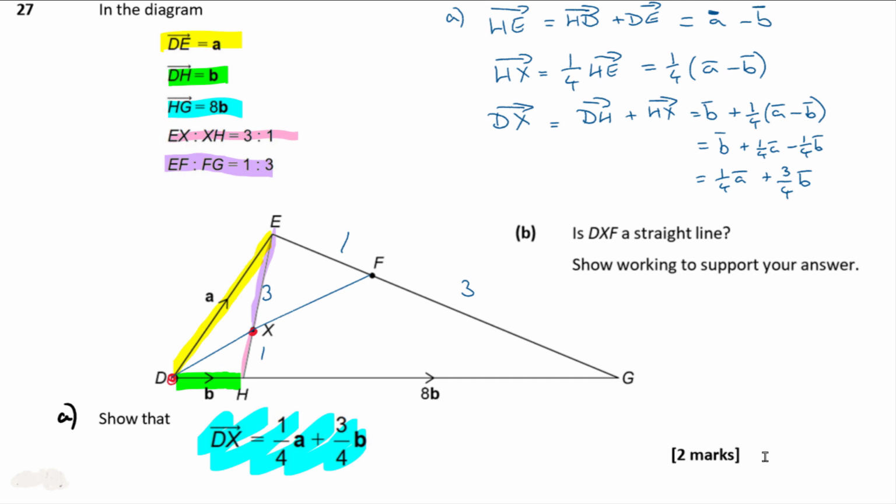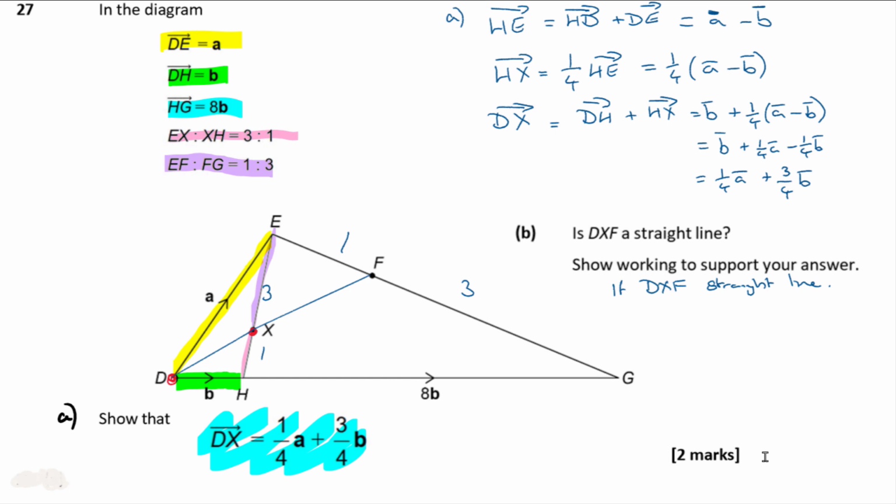Okay, so if DXF is a straight line, now I could show that D to X is a multiple of X to F, or I can go D to X and D to F.